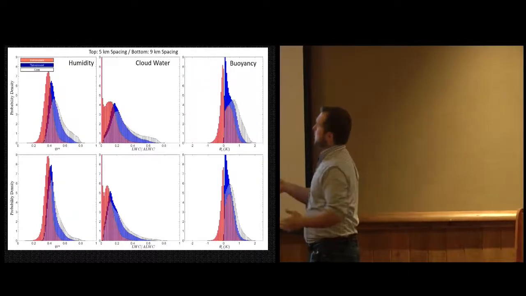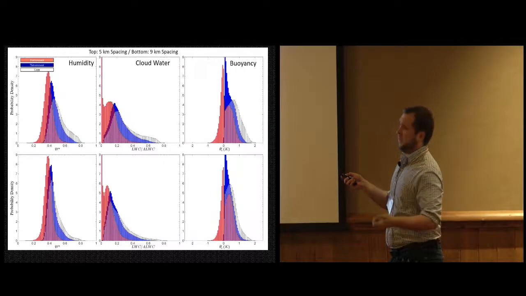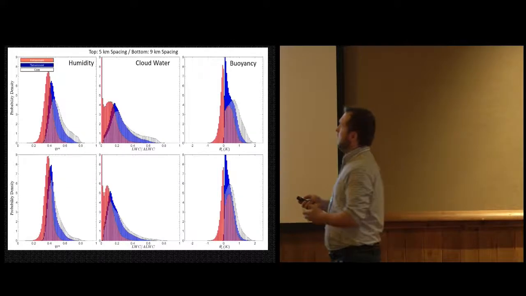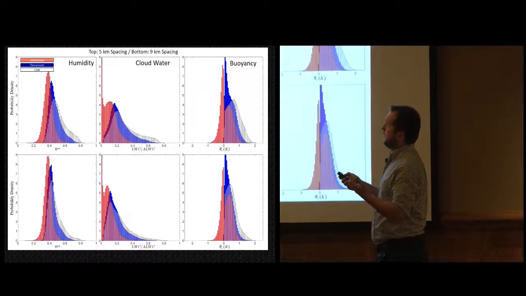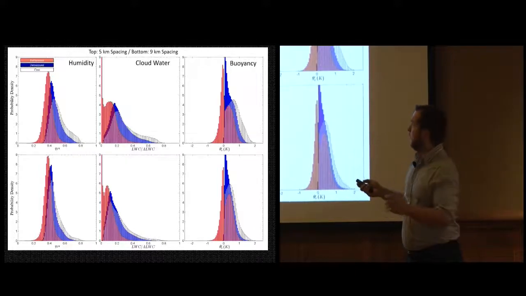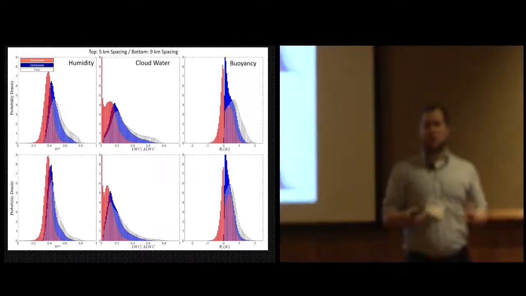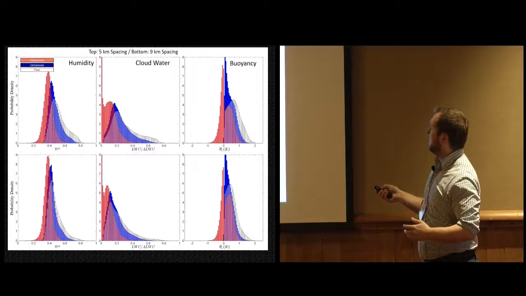And so we have different types of functions being plotted for humidity, cloud water, buoyancy of the air, and we also have it for the entrained air, stuff going into the cloud or clouds, detrained air, stuff coming out of the clouds, and also a PDF for even what's inside the clouds.